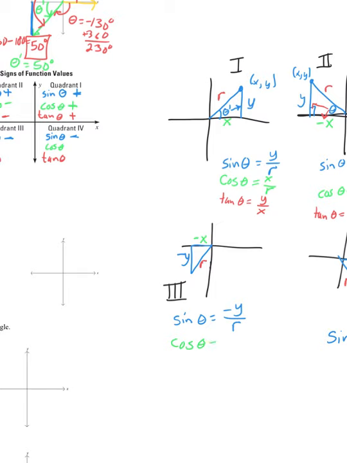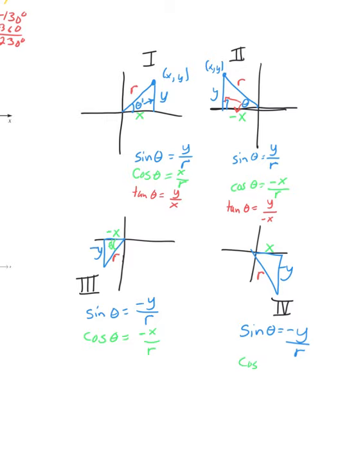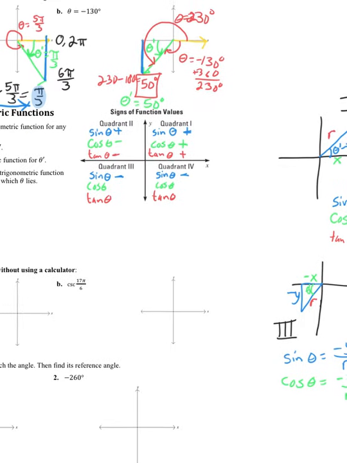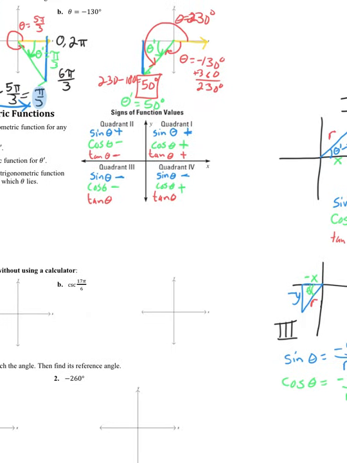Cosine of theta, I need to look at the adjacent over the hypotenuse. That's negative x over positive r in quadrant 3. And in quadrant 4, that's positive x over positive r. So in quadrant 3, cosine's negative, but in quadrant 4, cosine's positive. And again, cosine is the x values, so it makes sense that the x values are positive in quadrants 1 and 4, and it makes sense the x values are negative in quadrants 3 and 2. That's what this is showing here.